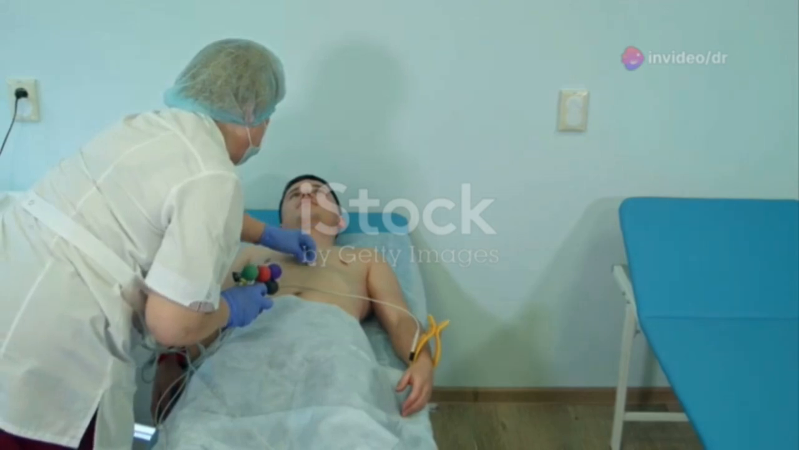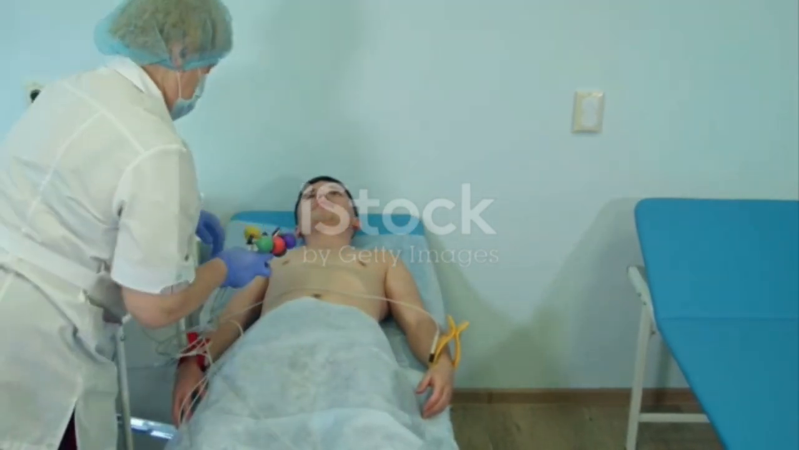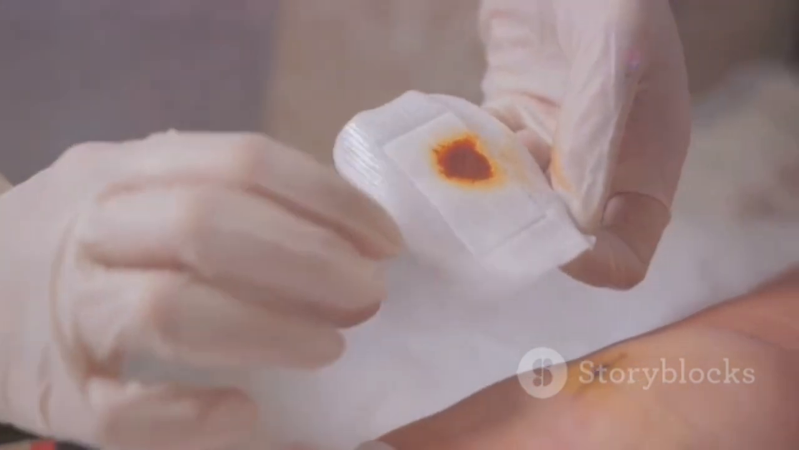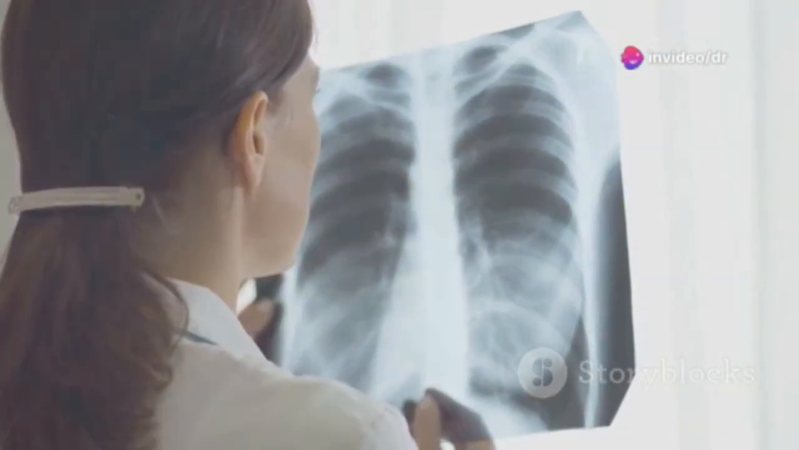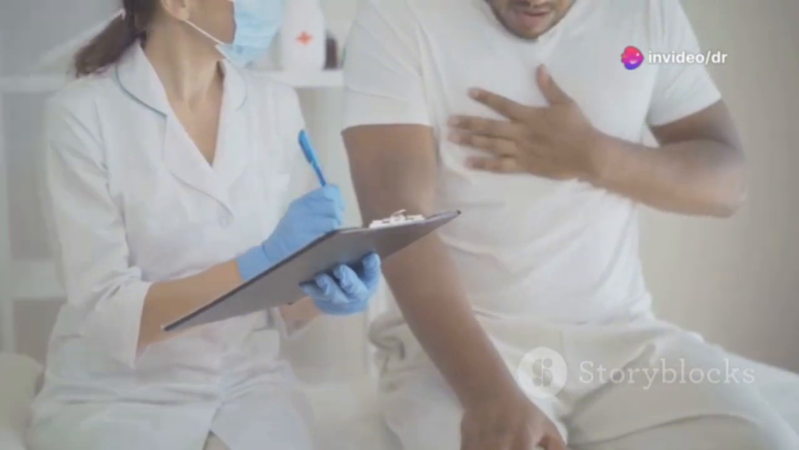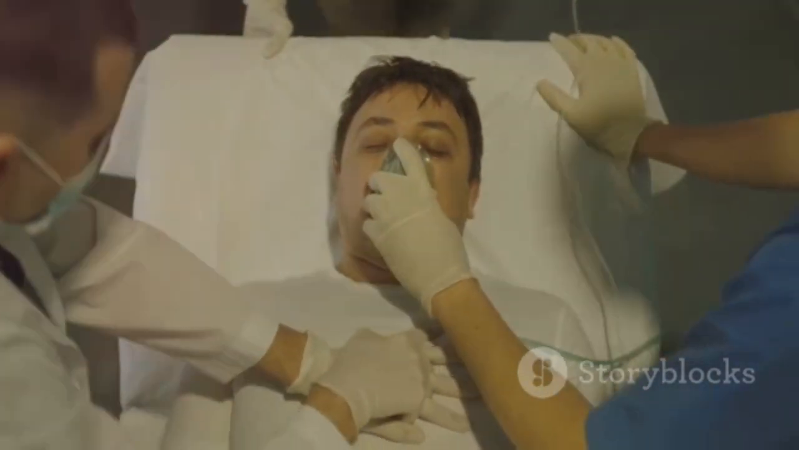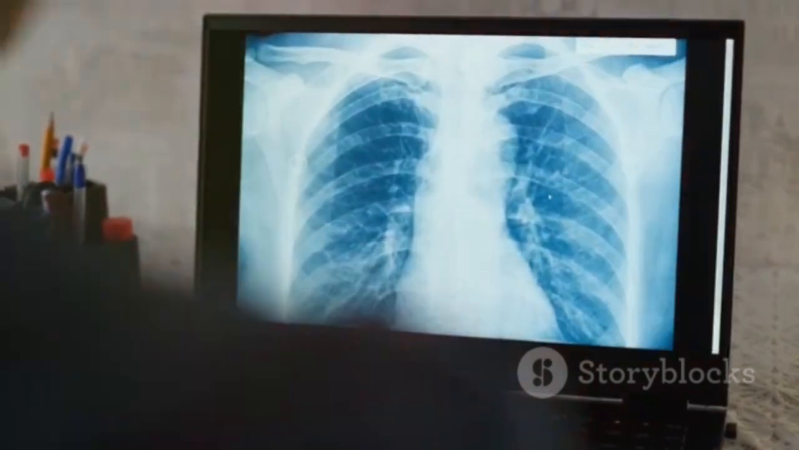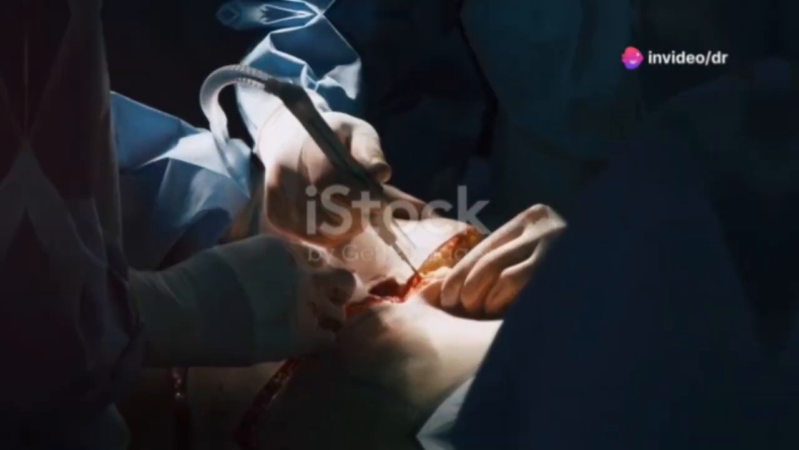Risks and complications. Infection, the risk of introducing bacteria into the pleural space or at the insertion site. Bleeding from injury to blood vessels during insertion. Organ injury, potential damage to the lung, diaphragm, or abdominal organs. Pain, discomfort at the insertion site. Subcutaneous emphysema, air leaks into the tissues under the skin. Malposition, incorrect placement of the tube requiring adjustment or reinsertion.